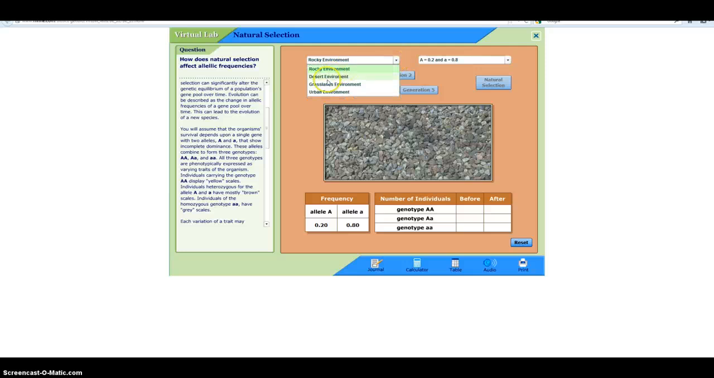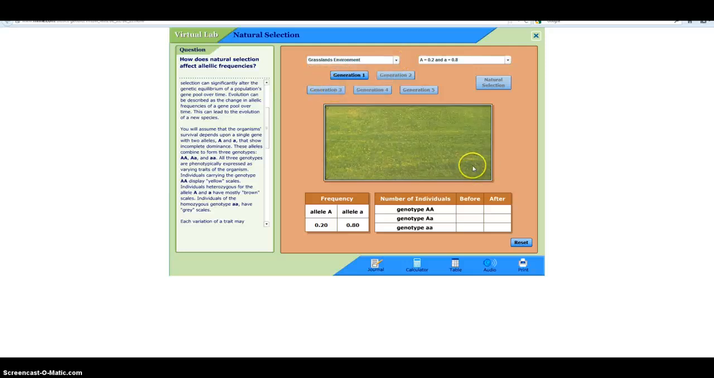Okay, so let's change the environment. Let's go to the grasslands. Now we're in a green environment, right? Okay, so now we populate it again. Select. What do you think is going to happen? Select. Generation. Select. Generation. Select. Generation. Select. Okay, so in this particular environment, we are getting green, or as the lab says, brown, to survive the most. So capital A, small a survives the most.